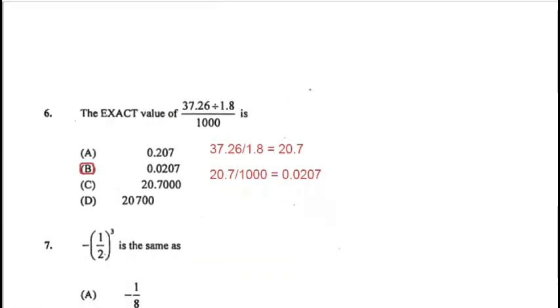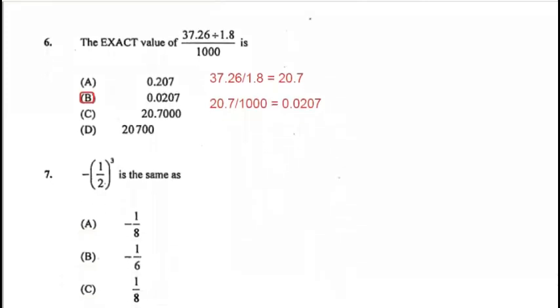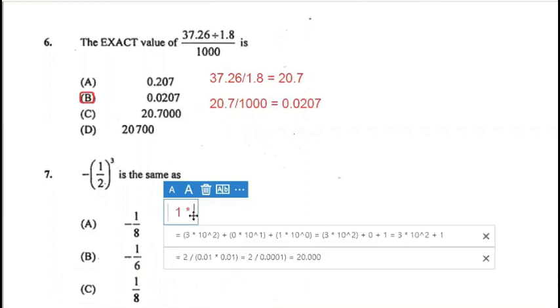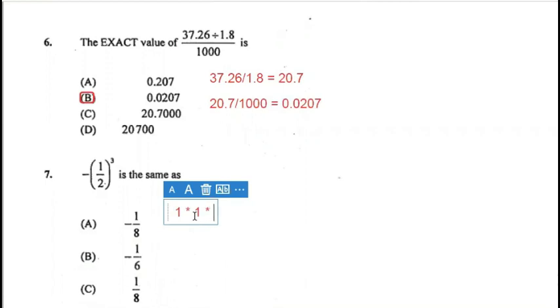Number 7, so in brackets we have a half, and it is cubed with a negative sign on the outside, which means that we are doing the cube of a half, and then the minus sign will remain. So we're pulling it apart, it's 1 multiplied by 1 multiplied by 1, and that will give us 1. So 1 over, and then 2 multiplied by 2 multiplied by 2.